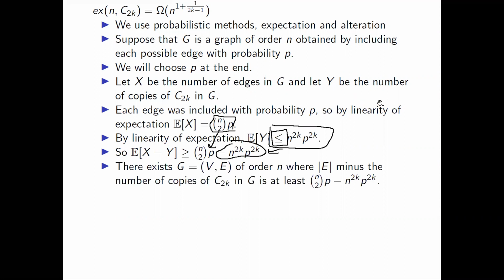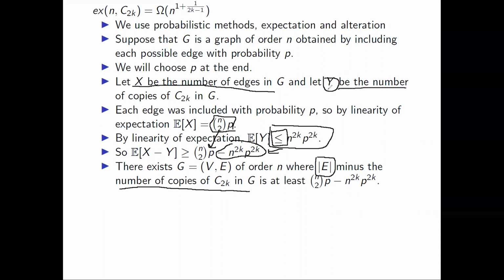Specifically, there must be some graph, there must be some way we can run our experiment for which we obtain this graph G of order n, where if we look at the difference between the number of edges, so the number of edges is the cardinality of E, that's our x, and the number of copies of C_2k in G, that's our y. So we're looking at the difference x minus y for this specific graph G.